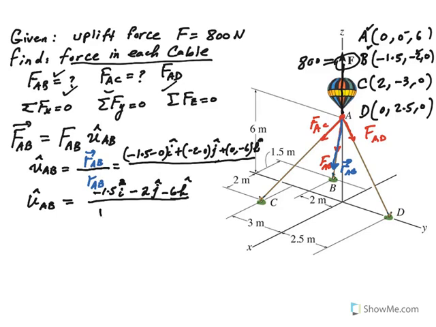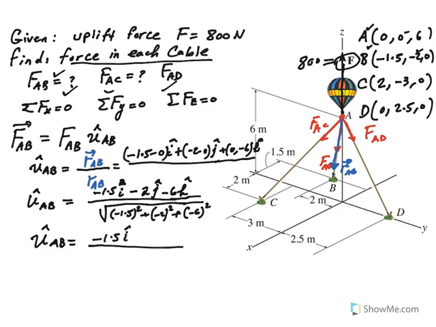And what would be the length of this? The length of this would be the square root of the sum of the components squared, which in this case, I believe it becomes 6.5. So your UAB becomes minus 1.5 I minus 2J minus 6K, right? Divided by, as I said, 6.5.